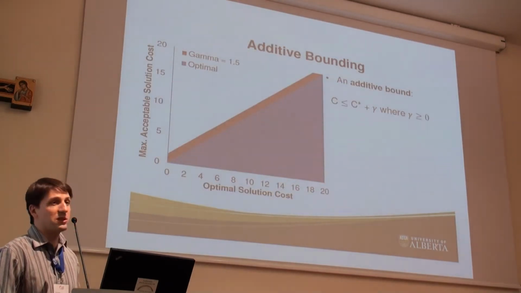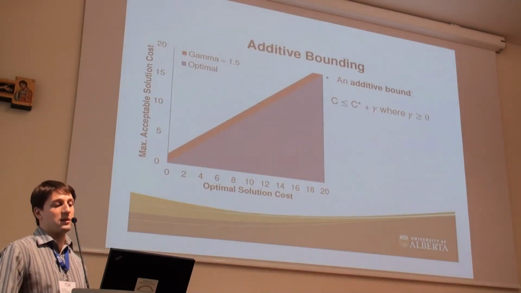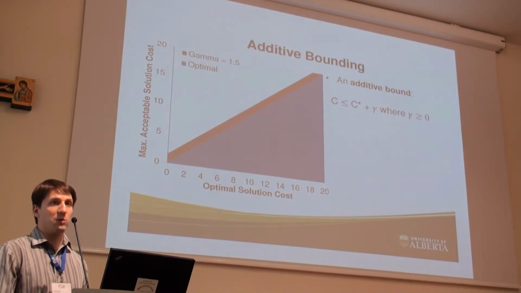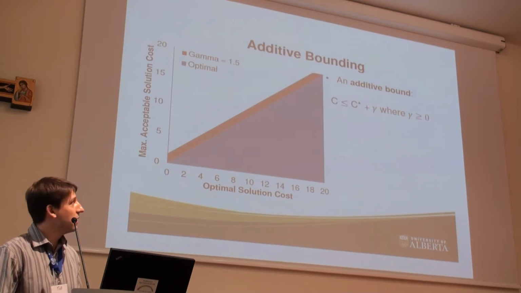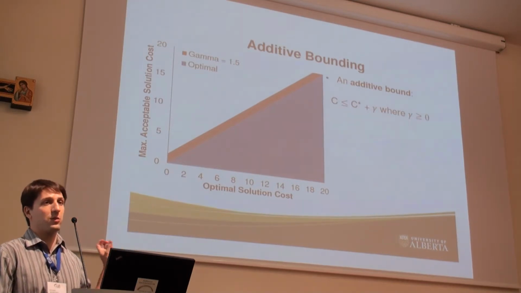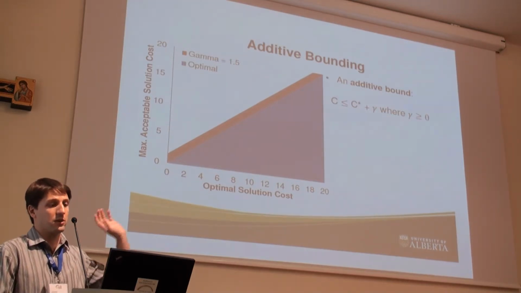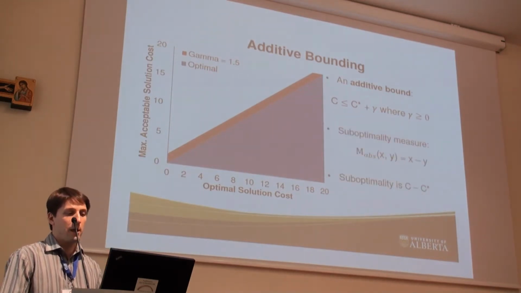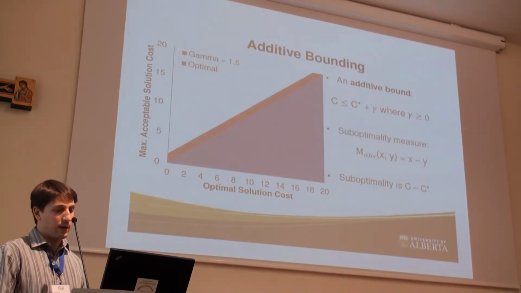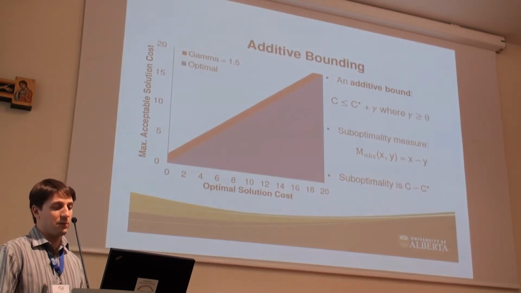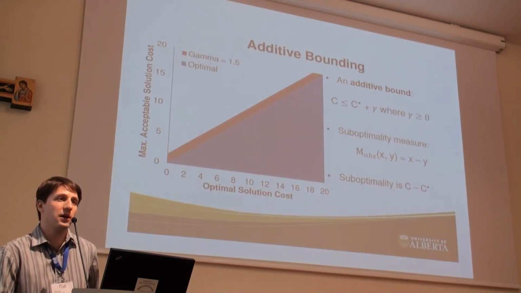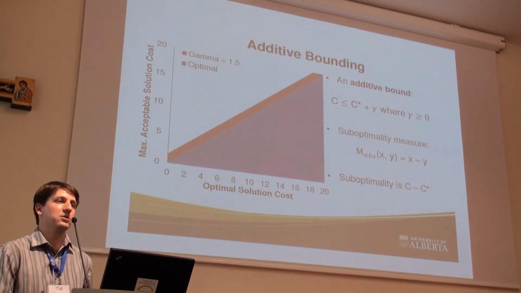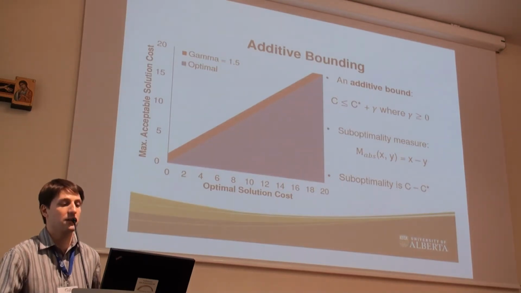Here, for example, is an additive bound. We're saying the solution has to be no larger than optimal plus a constant, not multiplied by a constant, but plus a constant that you define. So here the red region is much different than the one before. Now we're not growing with optimal solution cost; you're always requiring the same difference. This additive bound corresponds to calculating suboptimality as the difference between your optimal solution cost and your actual solution cost.